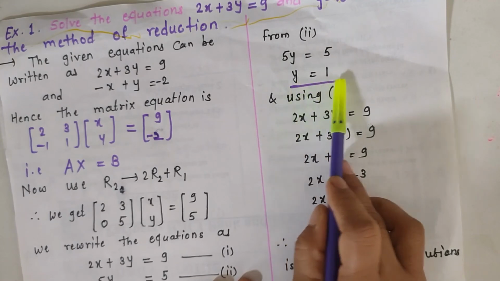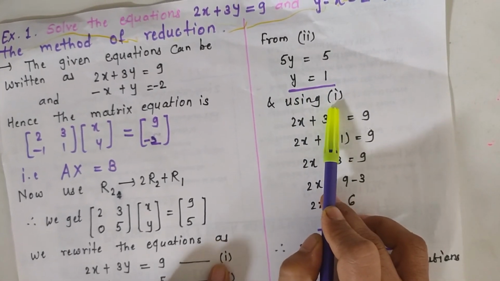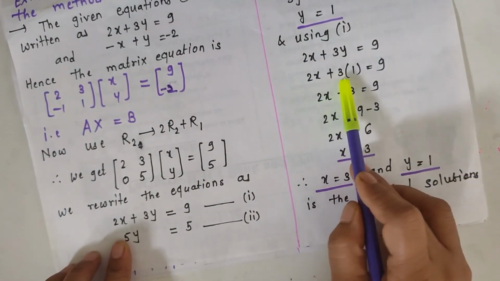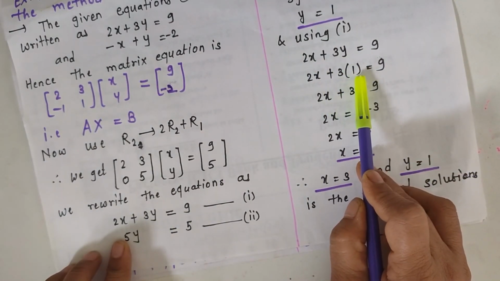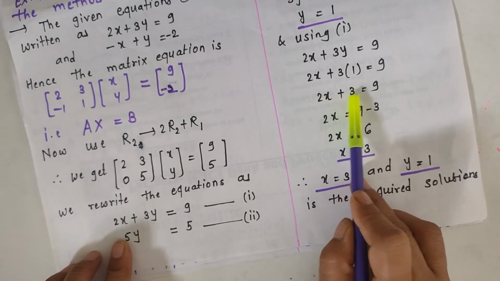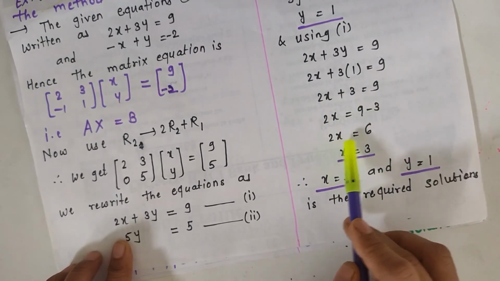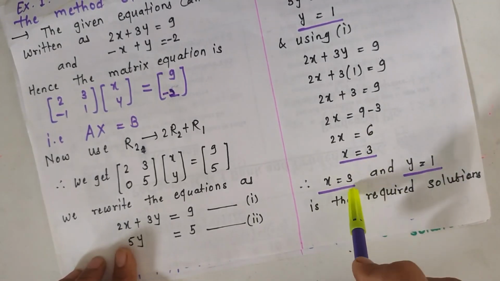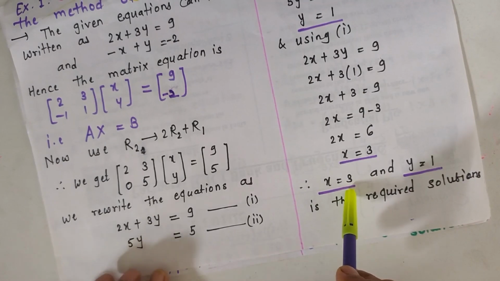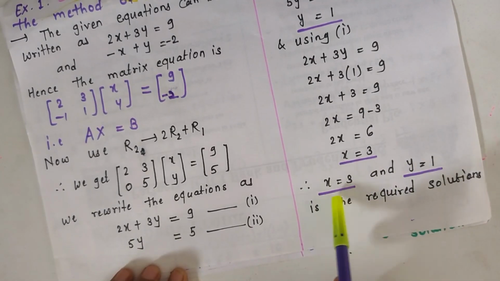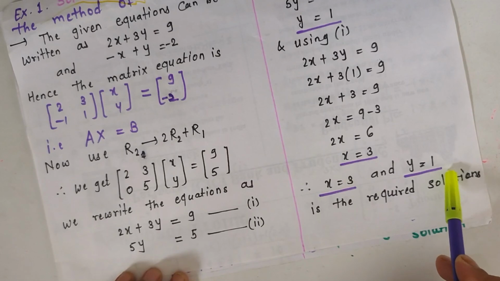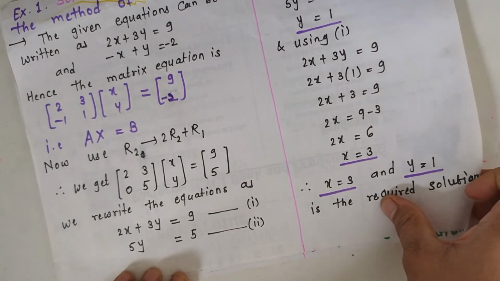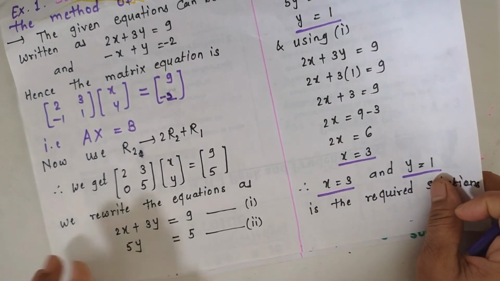then we get y is equal to 1. Now putting y is equal to 1 in the first equation, 2x plus 3y is equal to 9, 2x plus 3 into 1 is equal to 9, 2x plus 3 is equal to 9, and then 2x is equal to 6 and x is equal to 3. In this way we get the values of variables x and y. x is equal to 3 and y is equal to 1 is the required solution of the given system of linear equations by the reduction method.